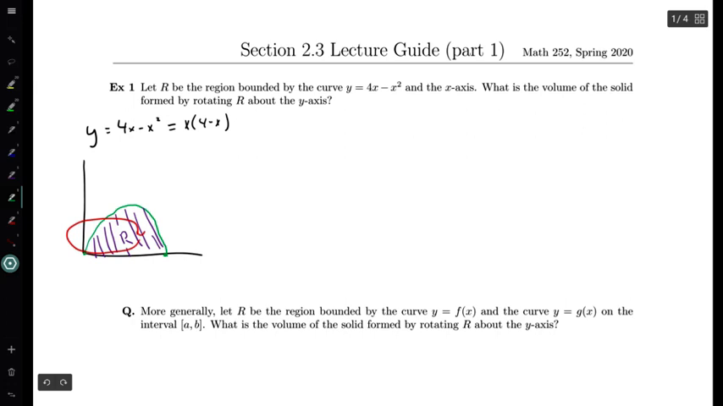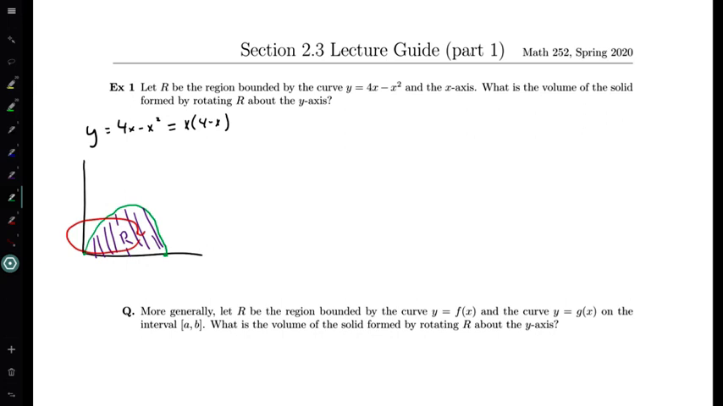So we'll sort of have, let's see if I can draw this. Nope, I'm not going to draw it. Too challenging for me. So we're taking this region, we're rotating it about the y-axis. We're getting some solid that looks kind of like an angel food cake.